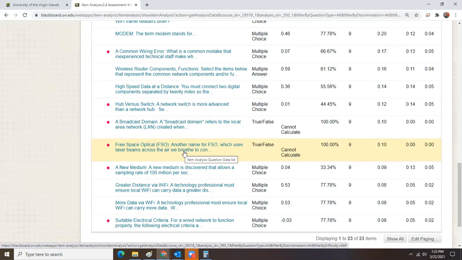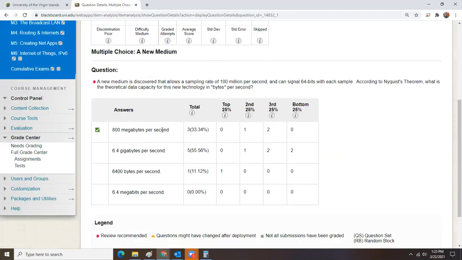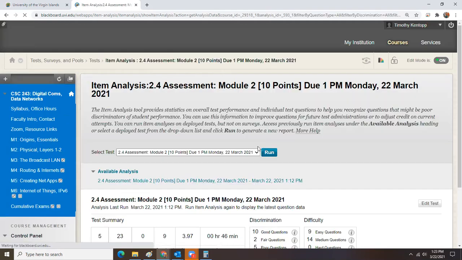Could you repeat what was the correct answer? The correct answer was 800 megabytes per second, because we get 6.4 trillion bits per second, or gigabits per second, and you divide by 8 to get bytes. There are 8 bits in a byte. Okay. Any other questions before we move on?